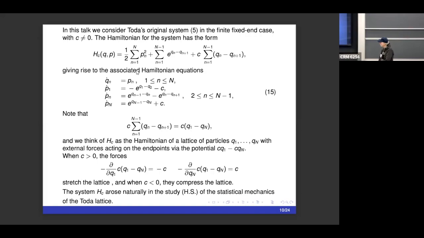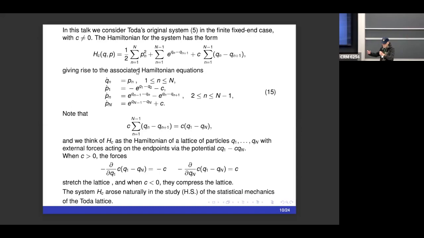And we can think of Hc as the Hamiltonian of a lattice of particles 1 to n, with external forces acting on the endpoints via this potential. For example, if you compute the force on the first particle, it's minus d by dq1 of this difference, and it gets minus c, and the force on the last particle is minus d by dqn of it, which is just c, so that when c is positive, the force is pulling the particle 1 to the left and the particle n to the right. So you're stretching the system. Whereas if C is negative, you're compressing the system.